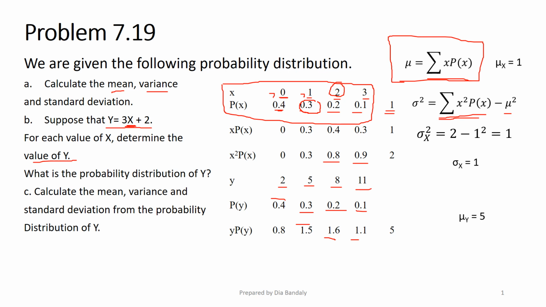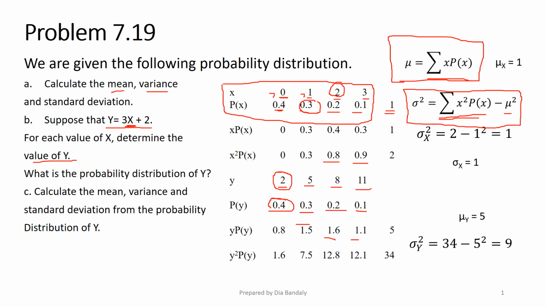Now to find the variance, again, I'm going to refer to that one. The variance is the summation of the square of the variable times the corresponding probability, and then I subtract the mean squared. So I add here y squared p of y. Y squared for the first one, I have 2 to the power 2. It's 4 times p of y times 0.4, so that's 1.6. And the same applies for all the others. So the summation is 34. So the variance of y will be equal to 34, which is this one.